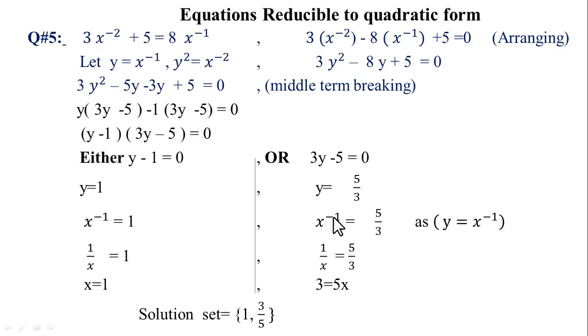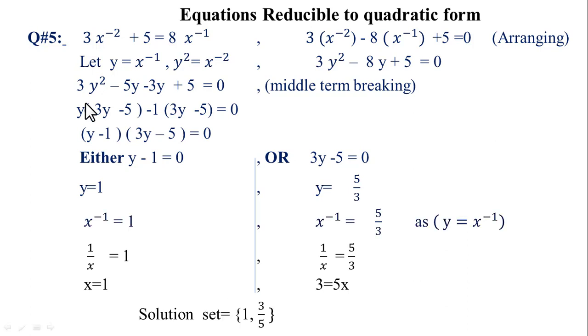Similarly, we have x to the power minus 1 is equal to 5 upon 3. Now, x to the power minus 1 is 1 upon x, which is equal to 5 upon 3. So, cross multiplication: 3 ones are 3 and 5 multiplied by x is 5x. So x is equal to 3 upon 5. Then the solution set of the required equation is x is equal to 1 and x is equal to 3 upon 5.